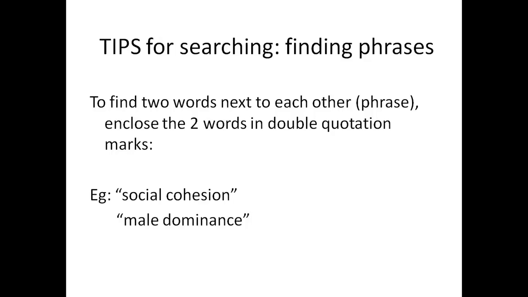So when you want to find phrases, which is very common in your research areas, you'll find lots of concepts and phrases: social cohesion, male dominance. If you just put social cohesion without those little double quotation marks in, it will look for the word social and cohesion separately. That's fine if that's what you want, and you just want to find anything that says social and anything that says cohesion. It will look for both of those in the text and only show you things that have both of those words, but they won't necessarily be together. So if you specifically want to look at social cohesion or male dominance as concepts in their own right, then put them in the double quotation marks, and it will look for those two words together.